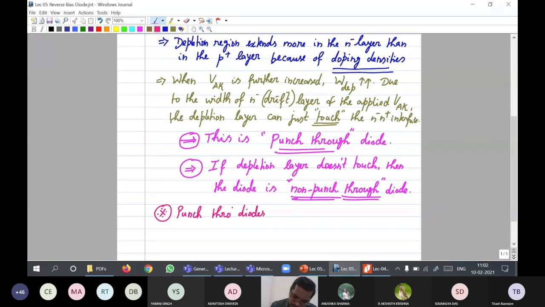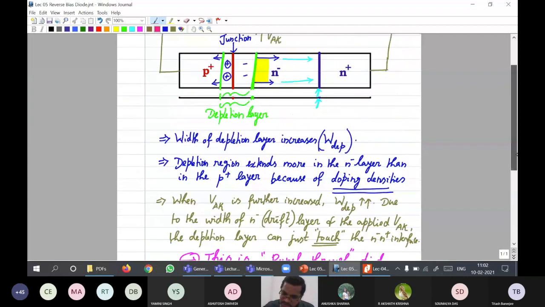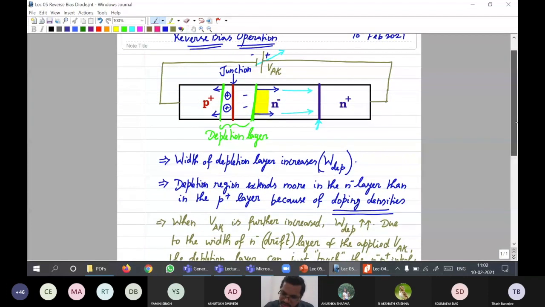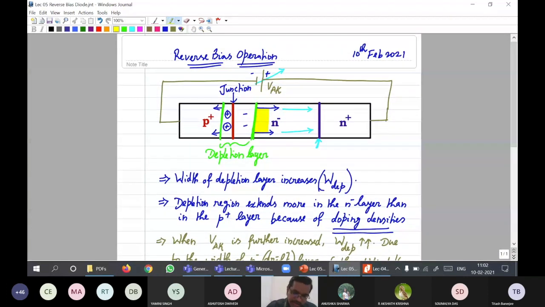Punch through diodes are preferred. I have told the reason. Sir, may you please explain the reason once again? I will. Fine. Now, the reason why punch through diodes, punch through structure is preferred is like this.